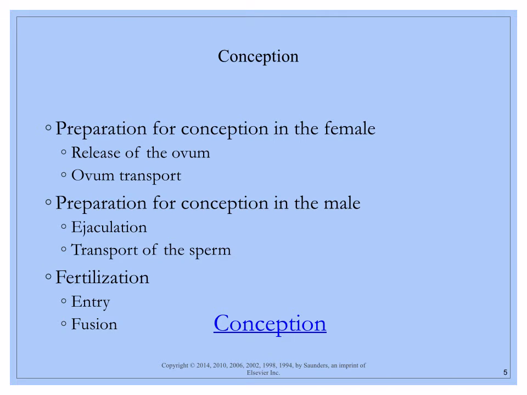Preparation for conception in the female is the release of the ovum and the ovum transport, or the transport of the egg itself. Conception also includes preparation in males, ejaculation, again, transport of the sperm. We saw that in that previous slide where we got a better visualization of that tail for movement. Fertilization, both entry and fusion.